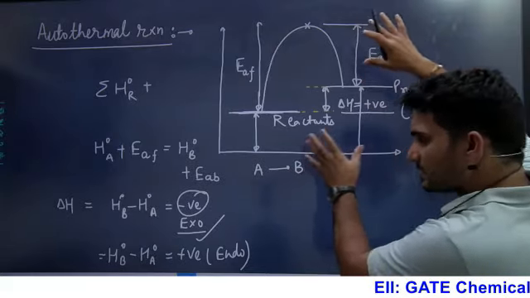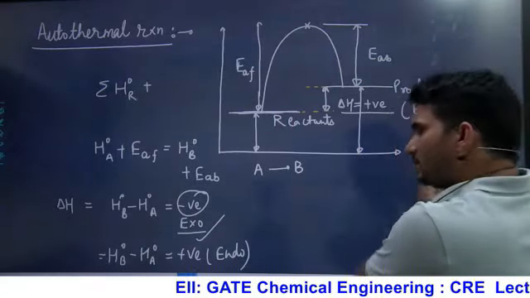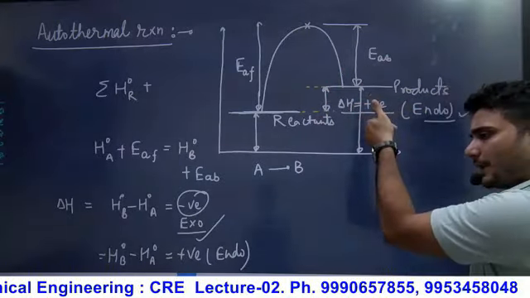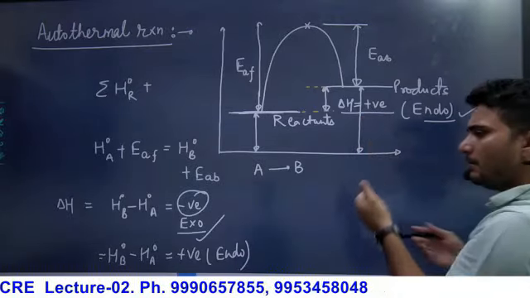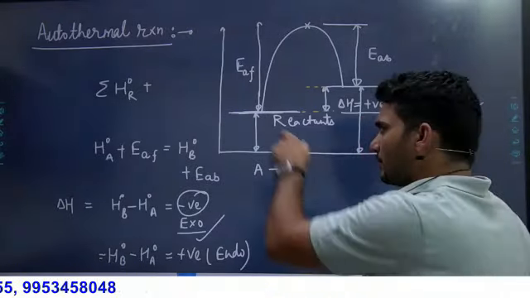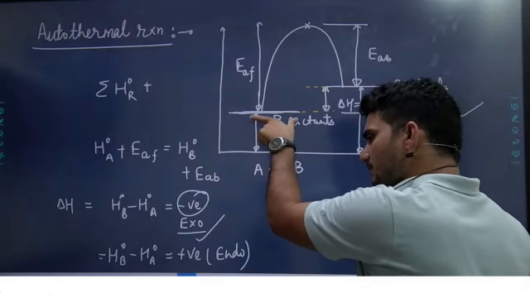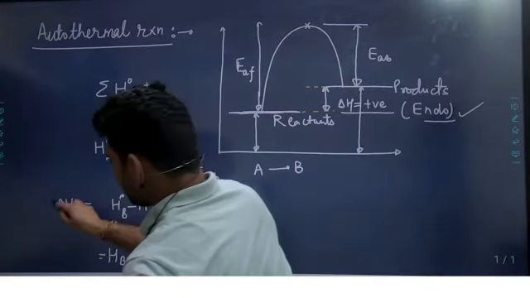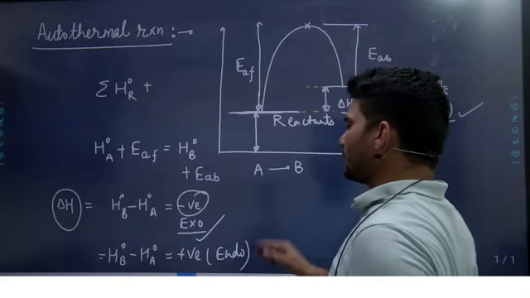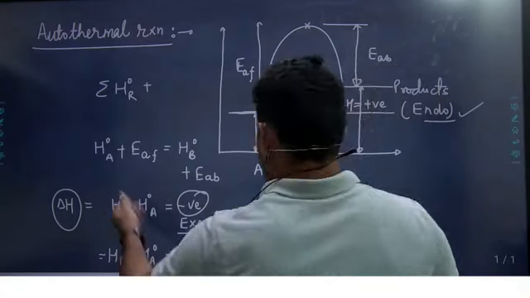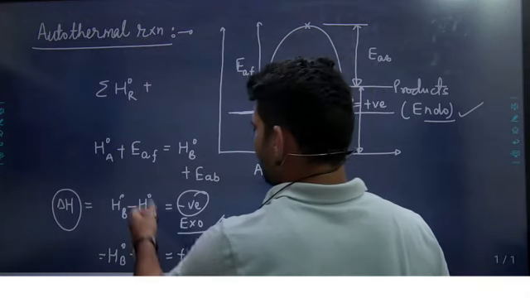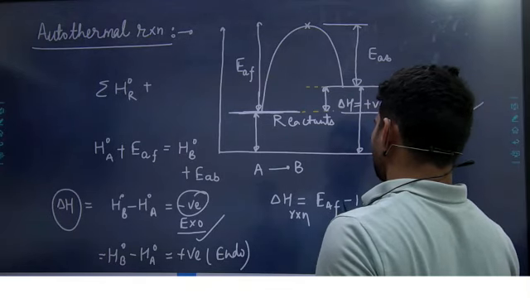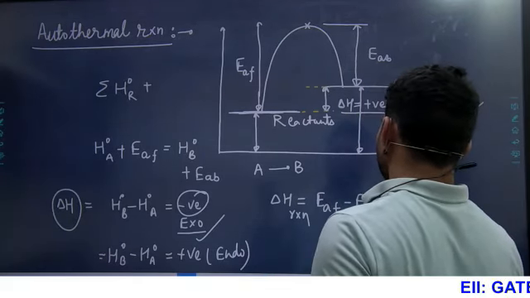So this diagram, potential energy versus progress of reaction, is basically for the endothermic reaction. So delta H is positive. It means we are taking energy from the outside, because the energy of the reactants is very low as compared to the products. That is the change in enthalpy. You can write it in terms of activation energy. That will be your delta H of reaction: the activation energy for the forward reaction minus the activation energy for the backward reaction. Simple. Are you getting it?